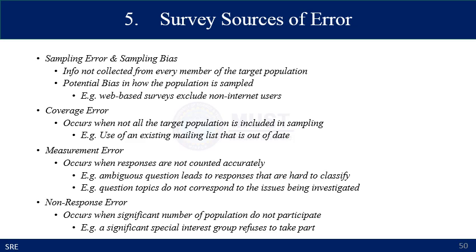There can be a coverage error, which occurs when not all of the target population is included in sampling, and there can be a measurement error, which occurs when responses are not counted accurately. For example, some ambiguous questions lead to responses that are hard to classify. And the non-response error is the most significant one, and it occurs when a significant number of the population do not participate to answer the questions.